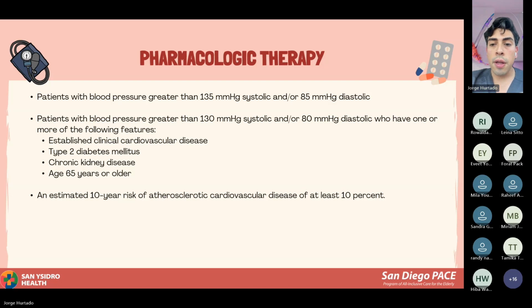And if you are 65 years or more of age, you have to take medication. And also the estimated 10-year risk of a cardiovascular disease of at least 10%. That's a calculator that your physicians use to figure out your risk of having a cardiovascular event in 10 years.